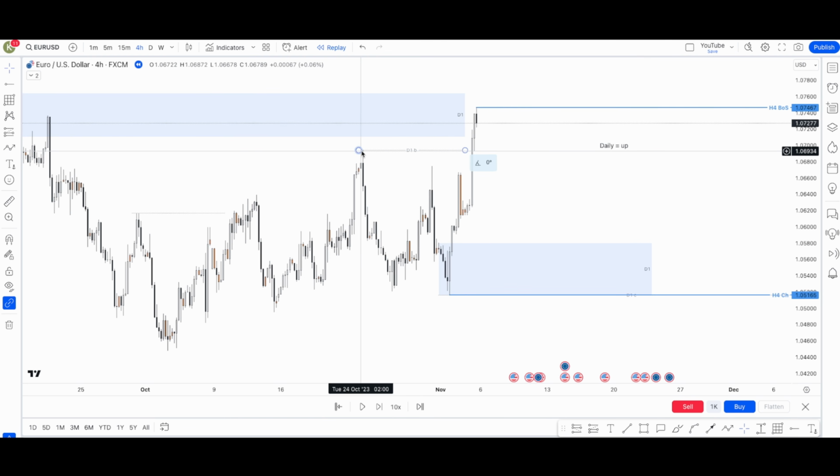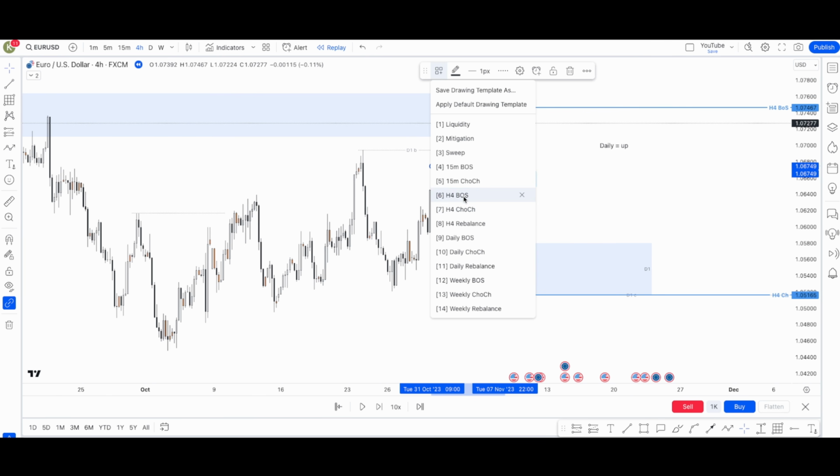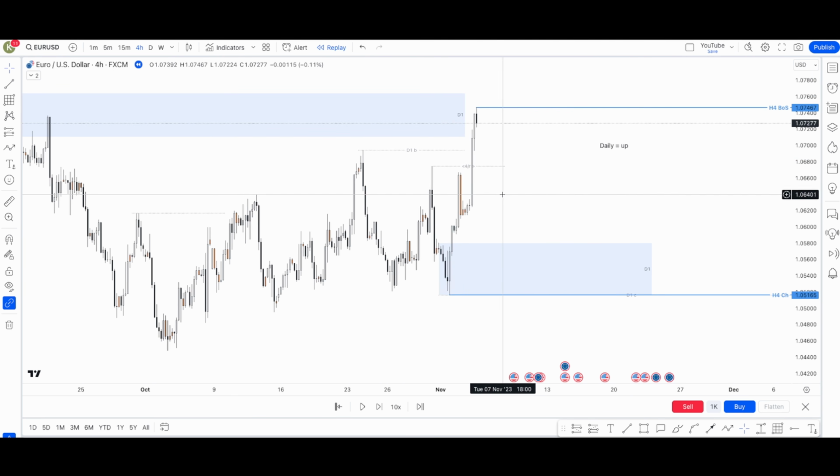So look at this. This was the daily BOS line. Price came back down to it, tapped the daily BOS line, and continued up. So this one's been used up. We've now got an H4 there and H4 there. So let's just mark out this one. Let's just call that an H4 rebalance.